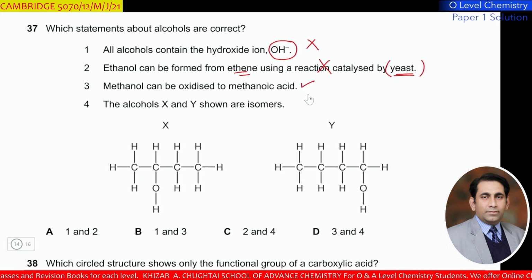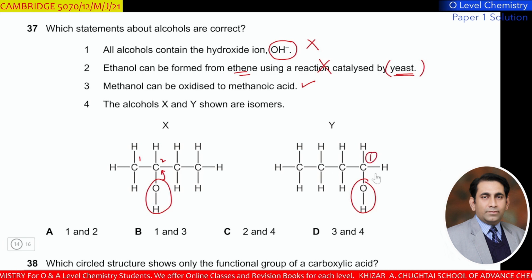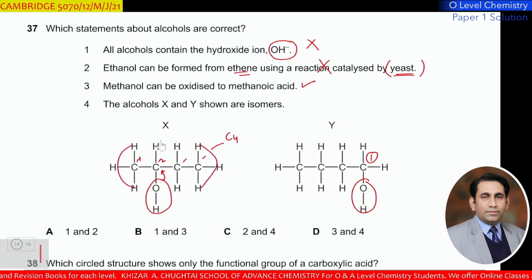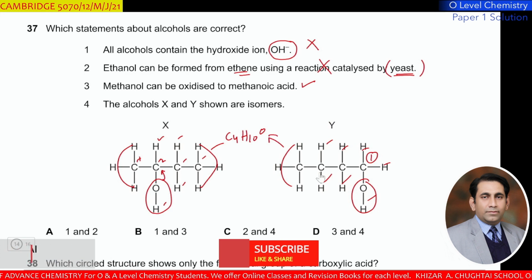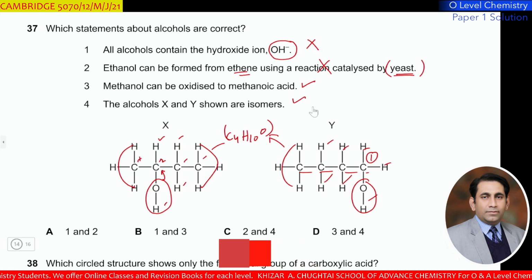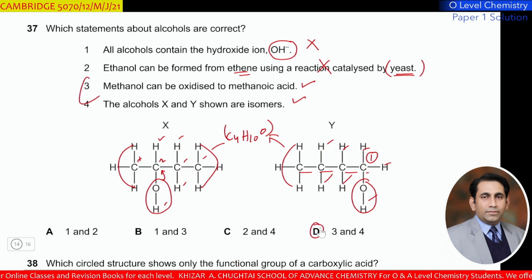Methanol can be oxidized to methanoic acid. Yes, it is correct. Alcohols X and Y are isomers. Yes, they are isomers. In this case, the OH group is at carbon number 2, and in this case, the OH group is at carbon number 1. So they both have different structures, and both have the same formula. 4 carbons, 10 hydrogens, 1 oxygen in each. So yes, it is true, they both have the same molecular formula, but the structure is different. So 3 and 4, D is the correct option. Question 37, D is the correct option.